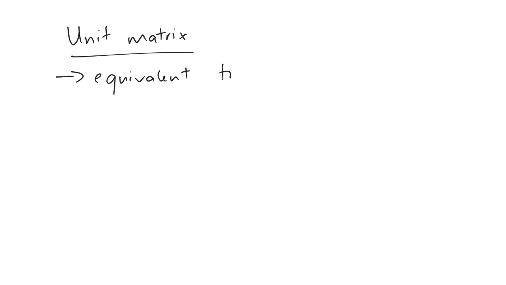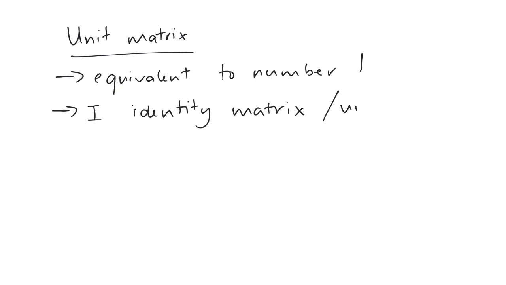Okay, so the unit matrix then. This is basically the matrix equivalent to the number 1. And we call it I, which stands for the identity matrix, or the unit matrix. And it's just I equals 1, 0, 0, 1.